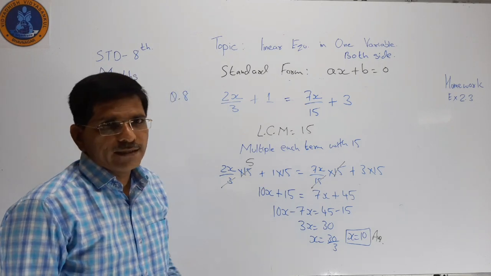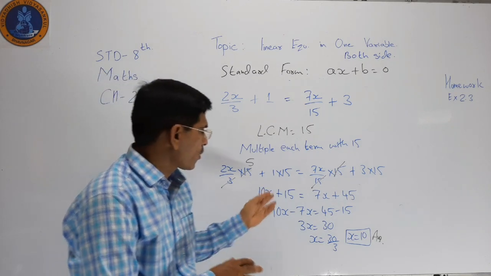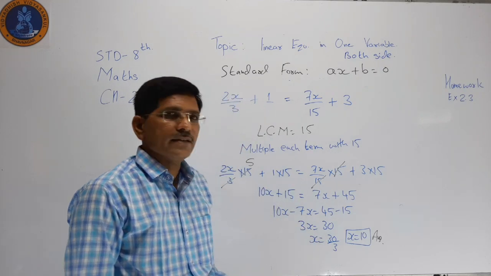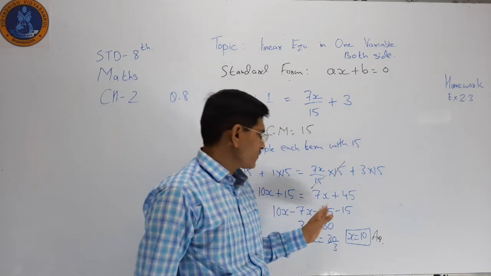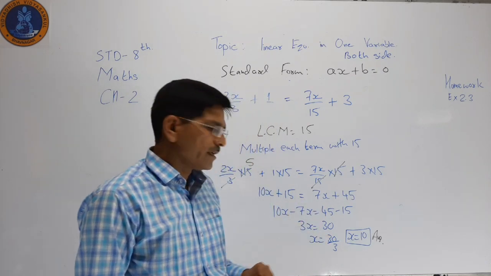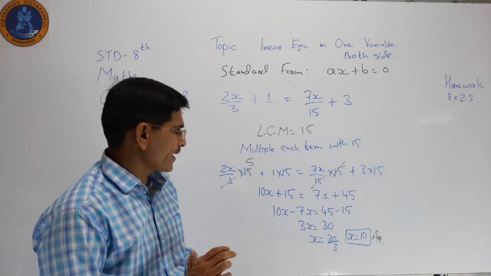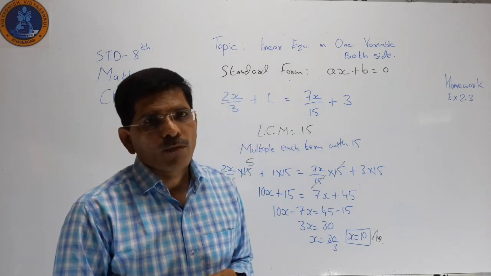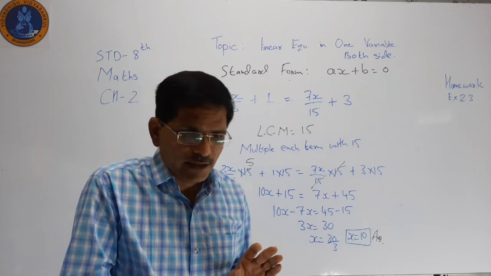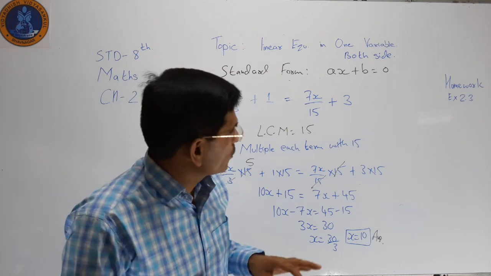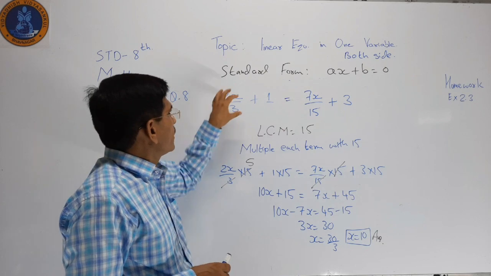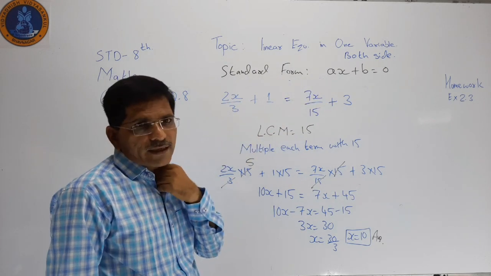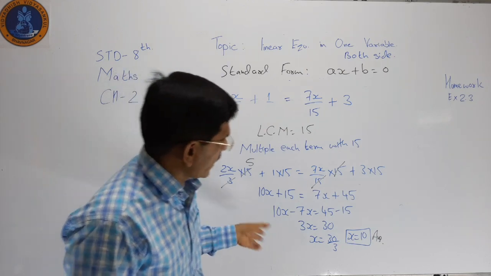Now the variable should be on the left hand side and the constant on the right hand side. So the variables are 10x minus 7x, that is 3x, and the constant term is 45 minus 15, that is 30. So 3x is equal to 30, so x equals 30 by 3, therefore x equals 10. Now if I want to check whether our answer is correct or not, I have to put 10 here. If I put 10 here and here and simplify, we can get the correct answer. Write it now.